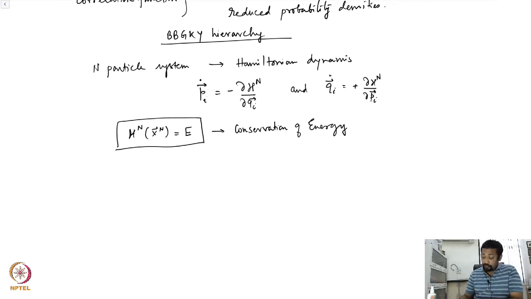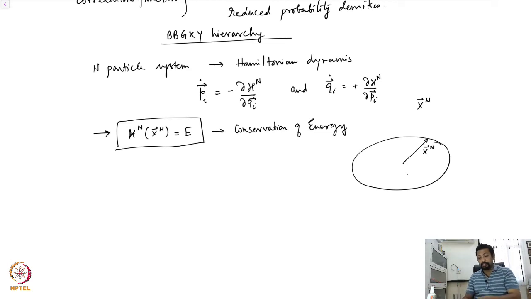So from this particular equation, it is clear that in the phase space, if I construct this vector xn, then this vector xn is going to trace out. So this is just a schematic interpretation. In the 6n dimensional phase space, if I construct this vector xn, then the tip of this vector essentially traces out the surface which is given by h of xn is equal to E, right?